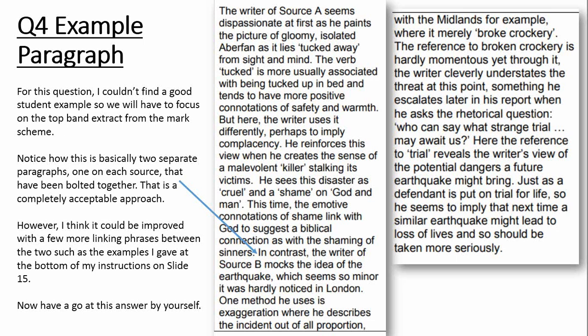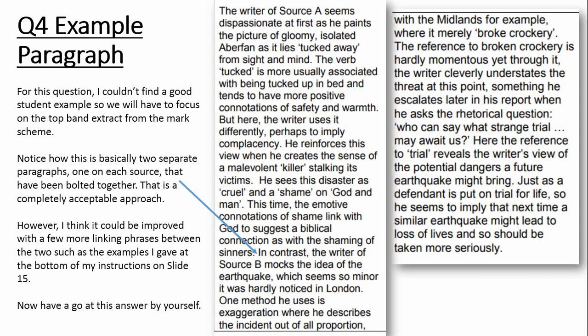You'll see now we've got some language analysis. The verb tucked is more usually associated with being tucked up in bed and tends to have more positive connotations of safety and warmth. But here, the writer uses it differently. So this is where it starts to get more perceptive. It's looking at the way that the writer perhaps subverts our expectations, does things that the reader wouldn't expect. But here the writer uses it differently, perhaps to imply complacency.